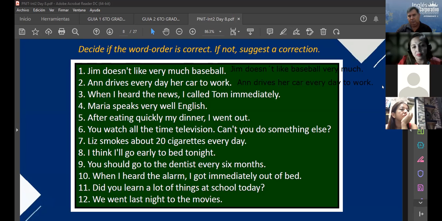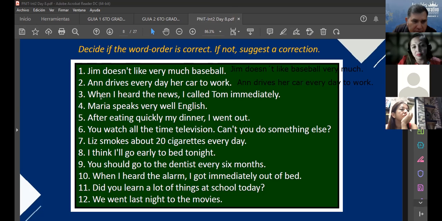Okay, I have a question, teacher. In the case number three, we need to make a reduction? I don't remember how to call it. We have to do the correction, or just make the review of the order? Is that correct? No, my friend. Don't worry. Look what it says: decide if the word order is correct. Okay, thank you, teacher. The correction, but if it is correct, no problem. Okay.